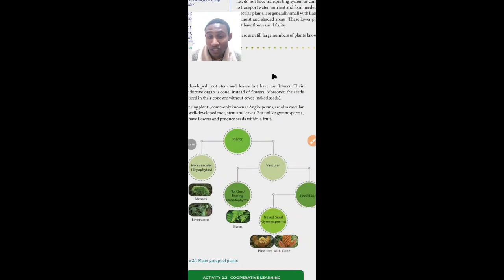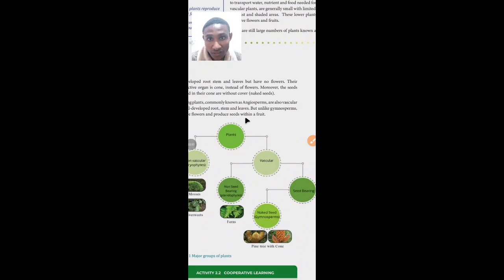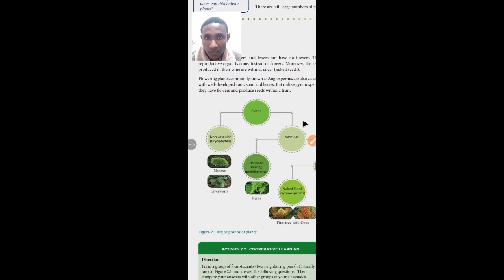They have no flower, and if there is no flower, there is no fruit. So what is their reproductive organ? The cone. Instead of a flower they use a cone. Moreover, the seeds produced in their cone are what? Without cover, or they are naked seeds. So gymnosperms are non-flowering plants, but angiosperms are what? Flowering plants, because they reproduce by flower.